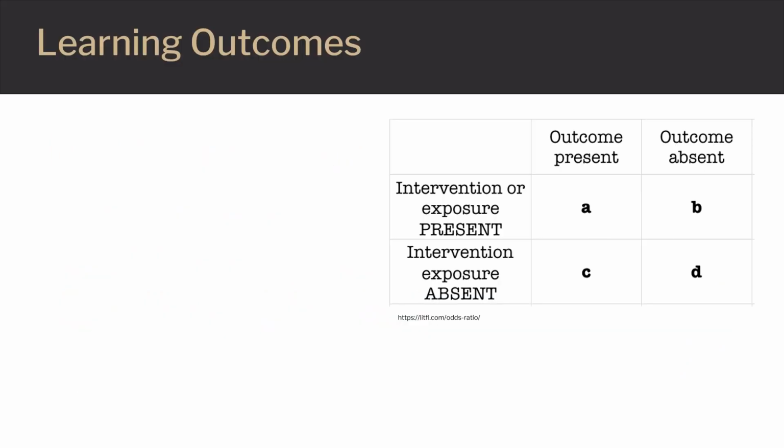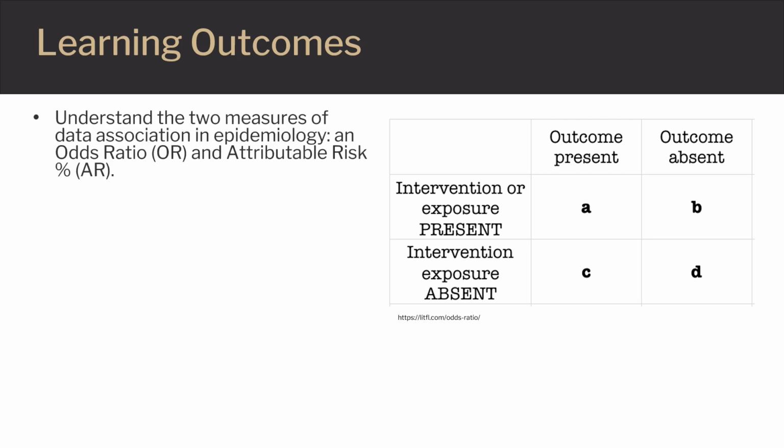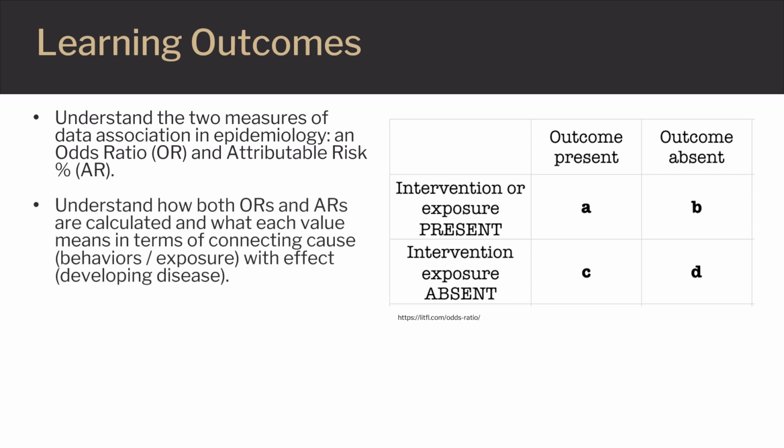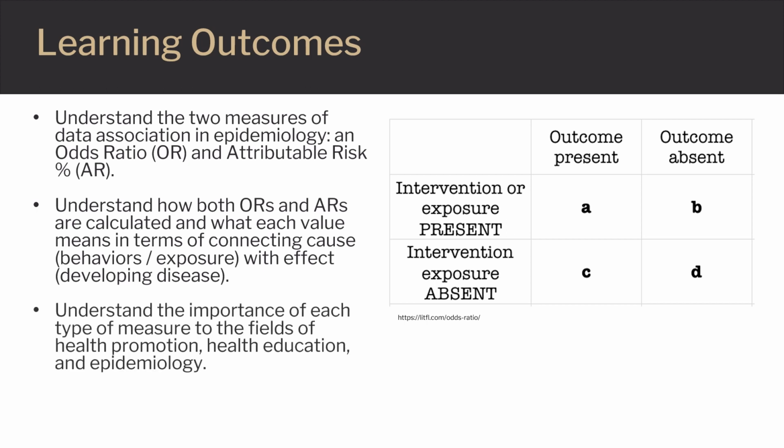The learning outcomes for this presentation will be to: 1. Understand the two measures of data association in epidemiology, an odds ratio (OR) and attributable risk percentage (AR). 2. Understand how both ORs and ARs are calculated, and what each value means in terms of connecting cause, behaviors, exposure, with effect, developing disease. And 3. Understand the importance of each type of measure to the fields of health promotion, health education, and epidemiology.